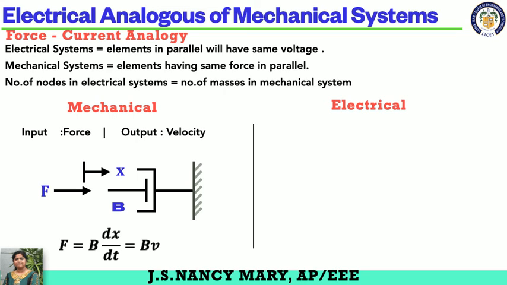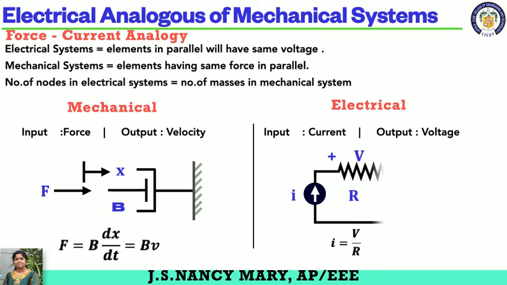So the first element is the frictional coefficient, which is nothing but F is equal to B into dx by dt. So instead of dx by dt, we have written velocity. So F is equal to BV. Here I have to write the same thing. Instead of force, I have to write the current I. Instead of velocity, I have to write the voltage. So I is equal to V by R. So here, instead of B, the similar element will be 1 by R.